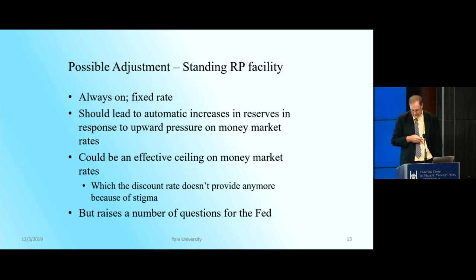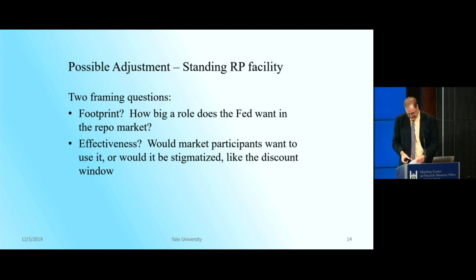We used to have one. It was called the discount window. Unfortunately, the discount window is so stigmatized post-crisis, nobody wants to come to it. It just doesn't work very well. And so, in effect, a standing RP facility might be a stand-in for the discount window in providing a cap on market rates. But it would raise a number of questions for the Fed.